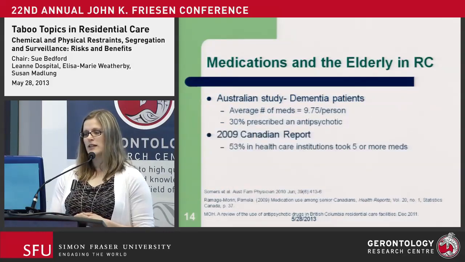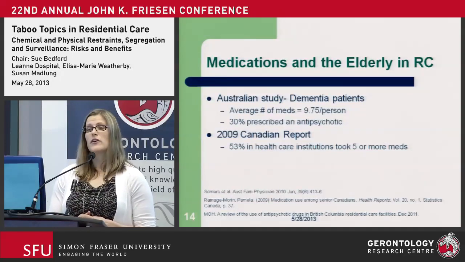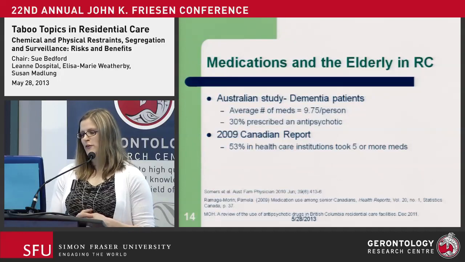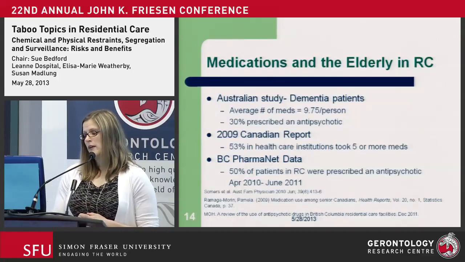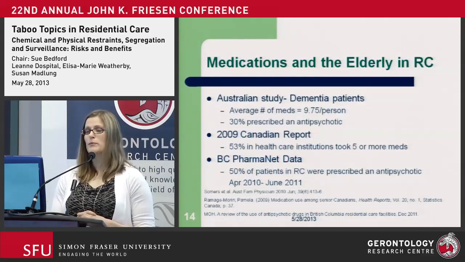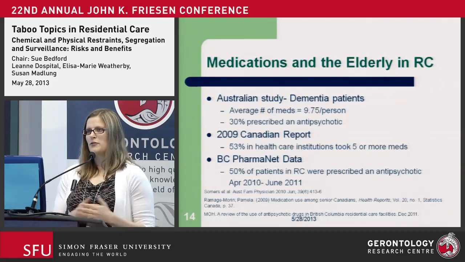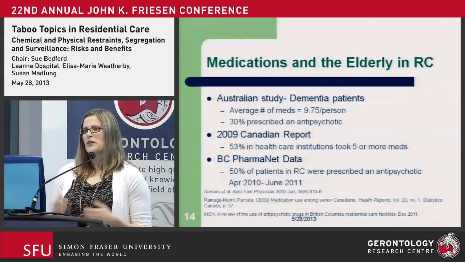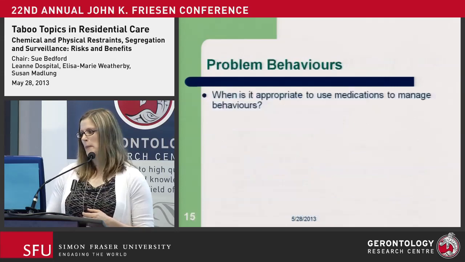In 2009, a Canadian report found that 53% of patients in healthcare institutions were taking 5 or more medications. And if we look at BC PharmaNet data, which is available on the ministry website, they have shown that 50% of patients in residential care have been prescribed an antipsychotic between April 2010 and June 2011. So I just wanted to give you a snapshot of what's out there and what we're seeing in terms of medication use in the residential care setting.